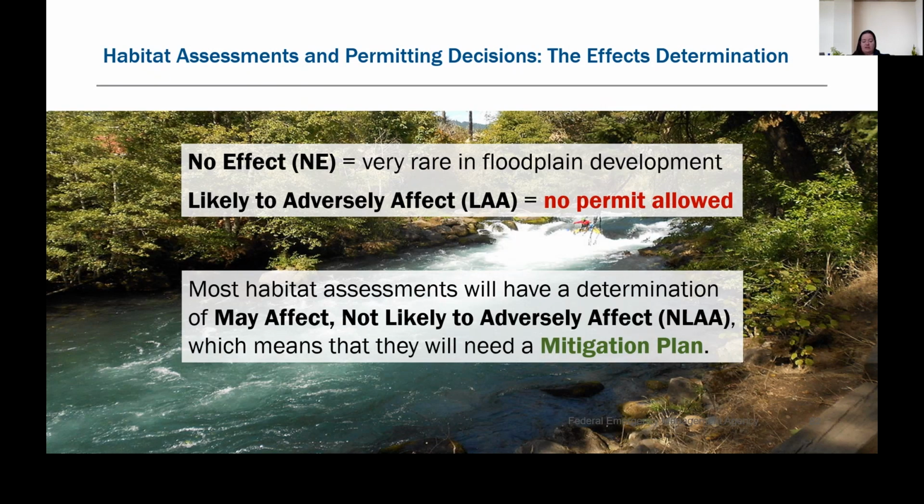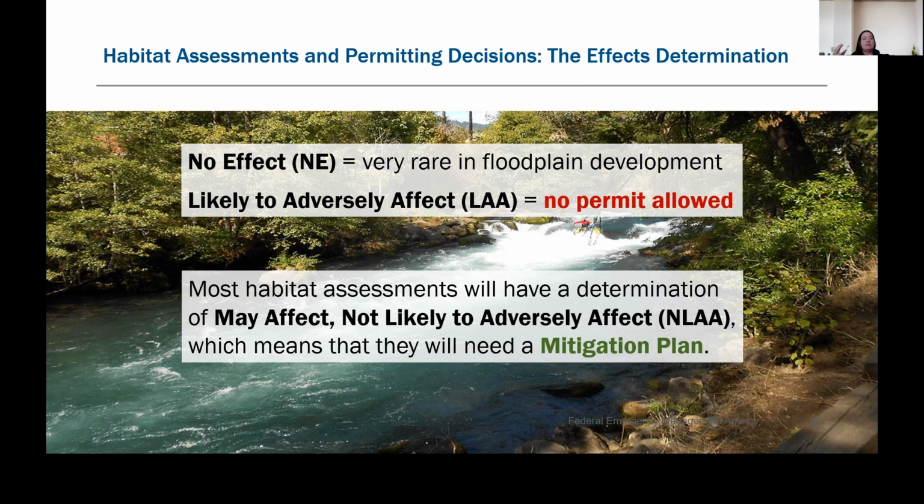As I just said, no effect means nothing whatsoever. So the idea that a no effect could happen in floodplain development is pretty hard to imagine. A likely to adversely affect, no permit is allowed for that. That is a deal breaker, end of the conversation. Well, not end of the conversation, because you can ask for a project to go back and be redesigned, but you're never going to see a likely to adversely affect, because anyone writing these reports is going to understand that that's a deal breaker.